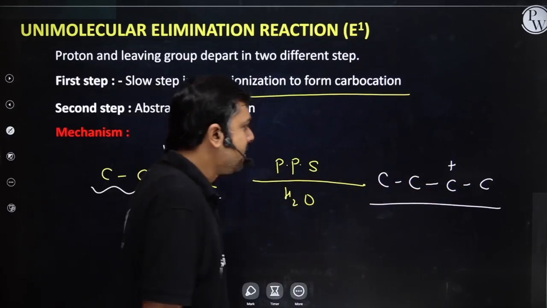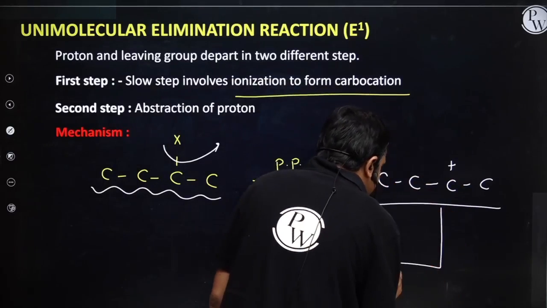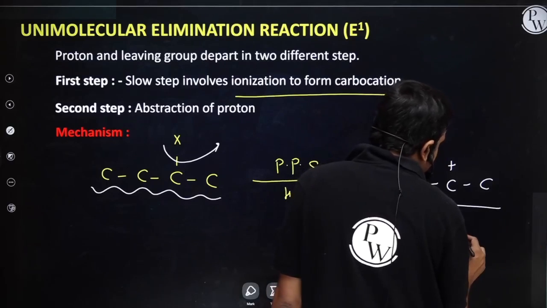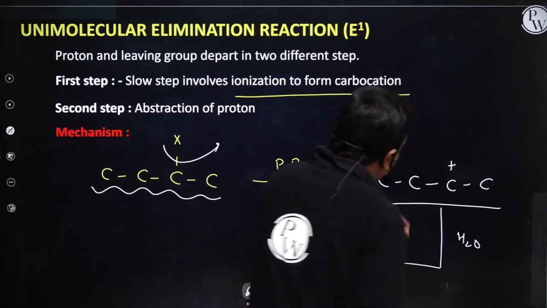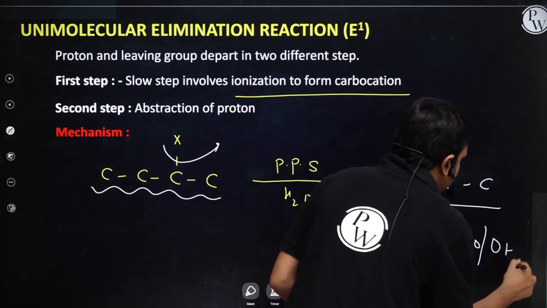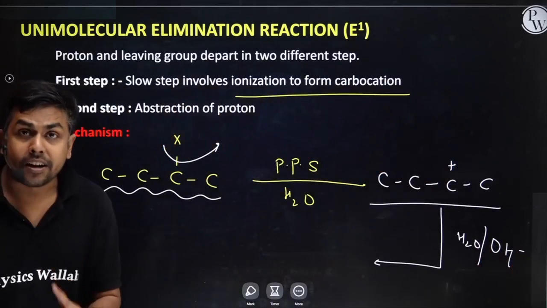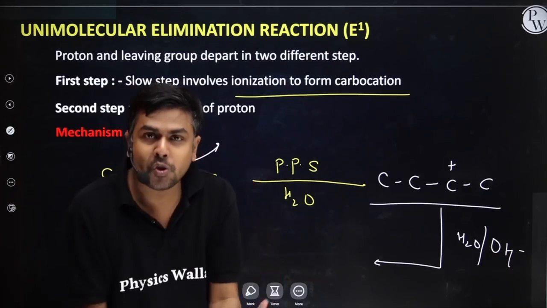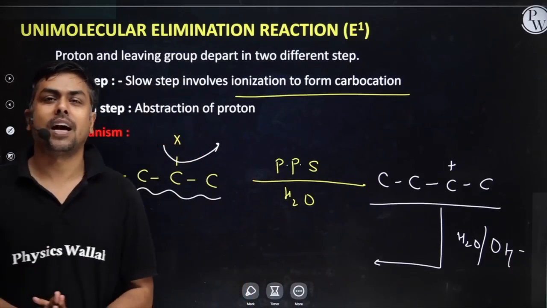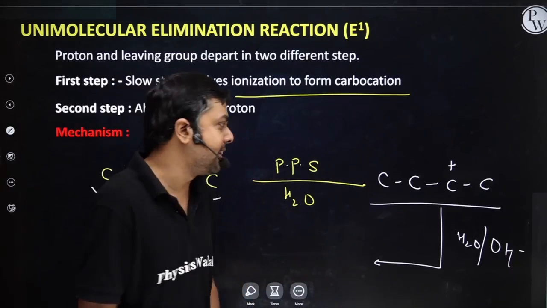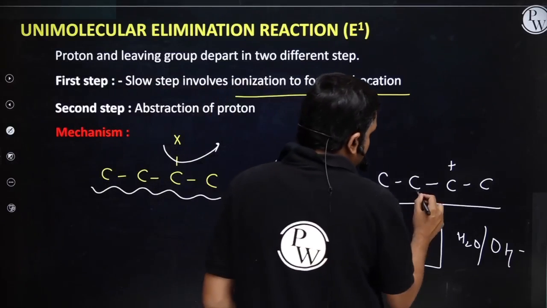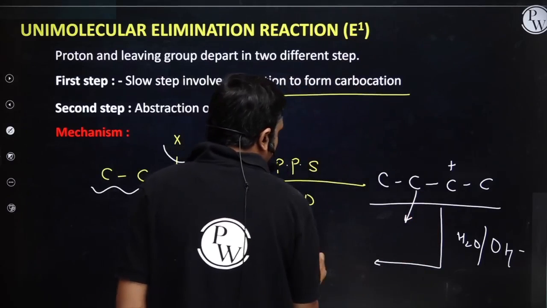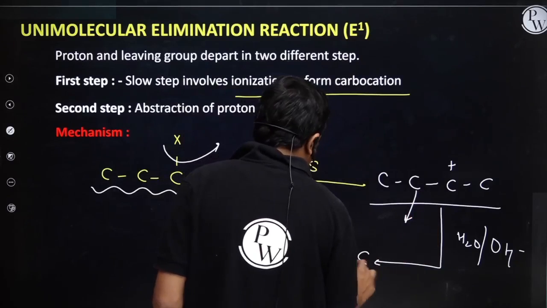Am I clear? Now in the second step, that is step 2, the base will come into picture and the base will attack. It will snatch one of the beta hydrogens, right? And it will snatch one of the beta hydrogens from a more substituted carbon. Here also I should form a more stable alkene. Am I clear? So it is going to remove beta hydrogen from this particular carbon, and I will have the formation of C doubly bonded C.